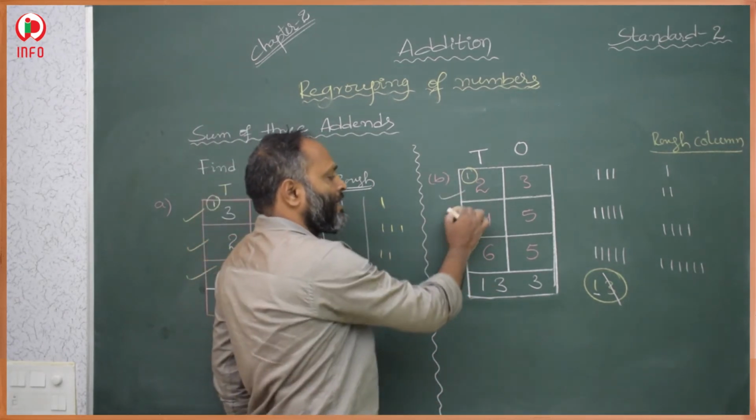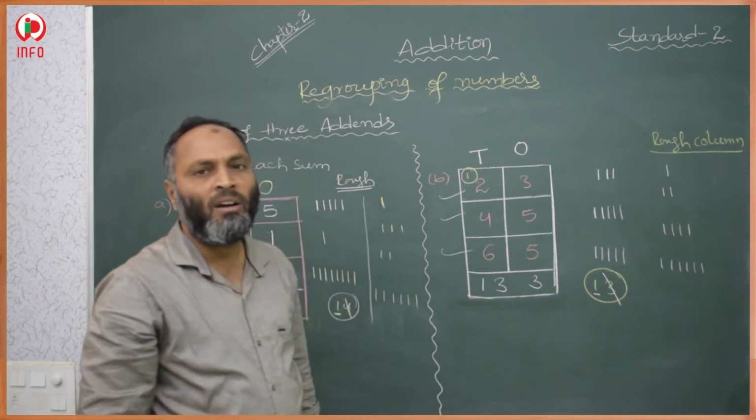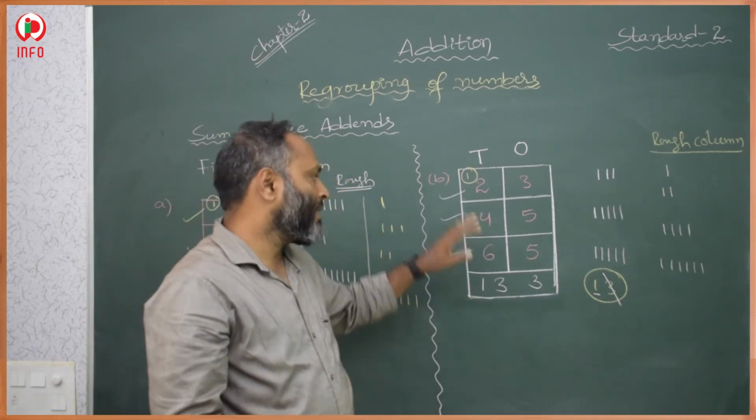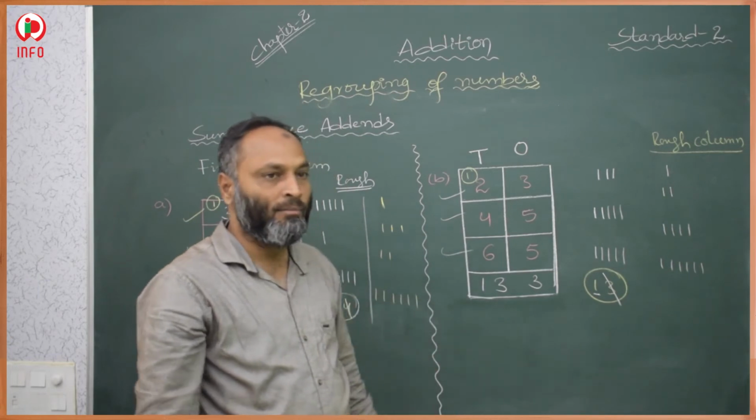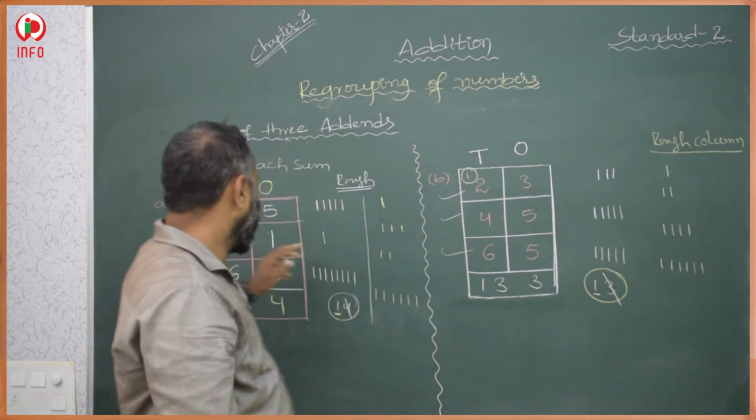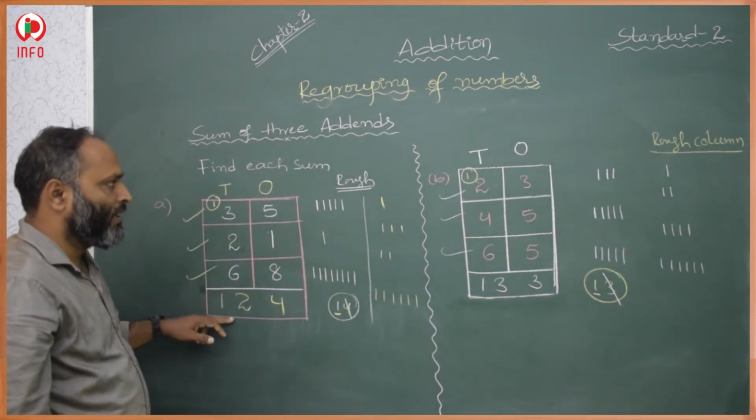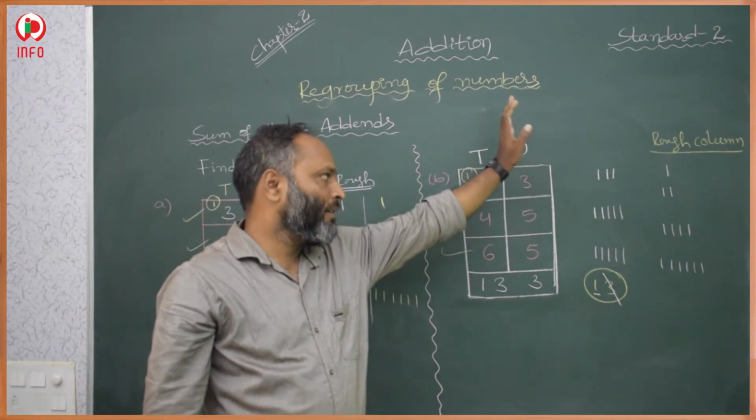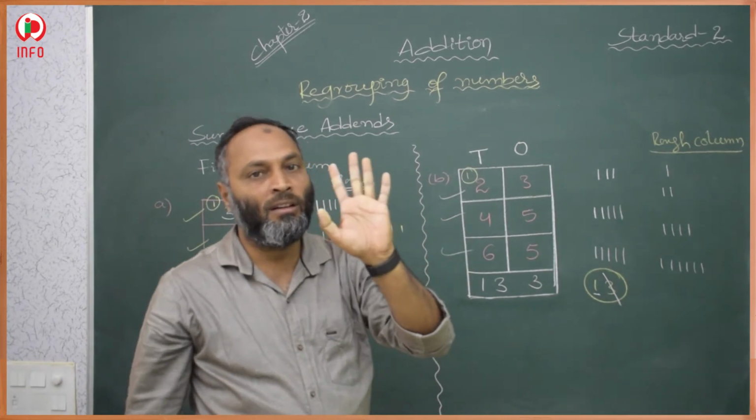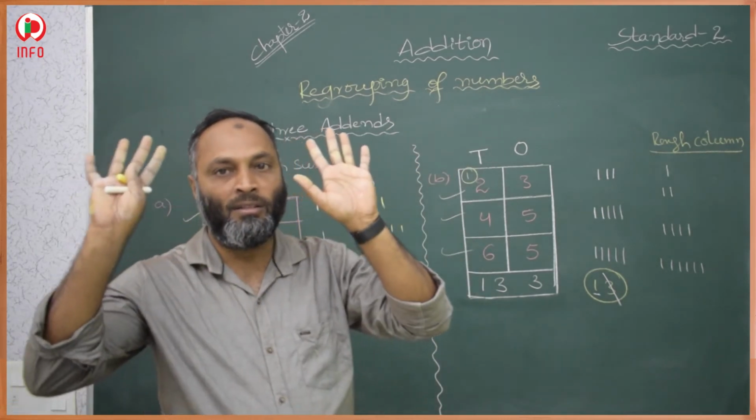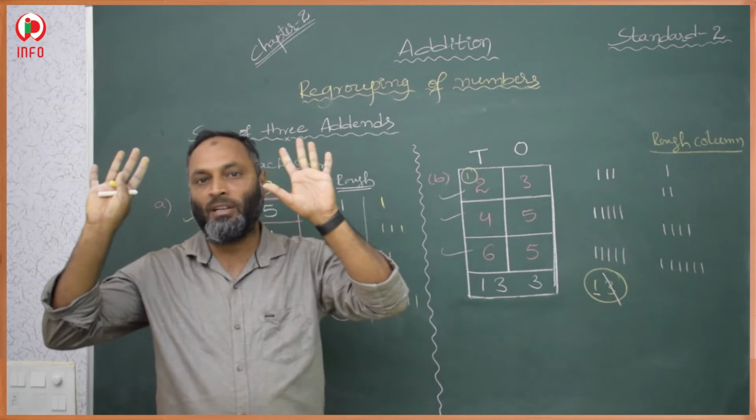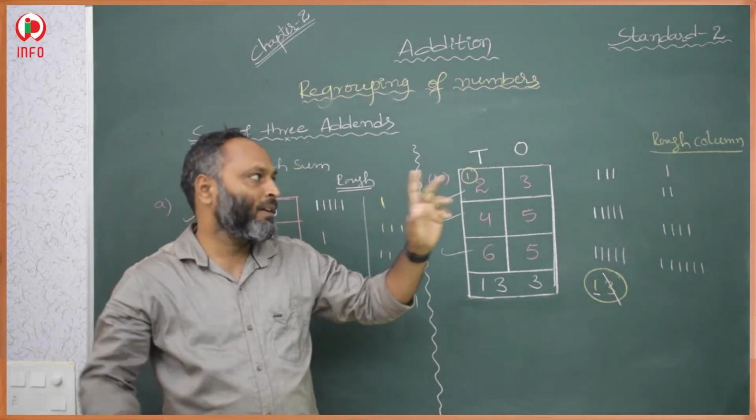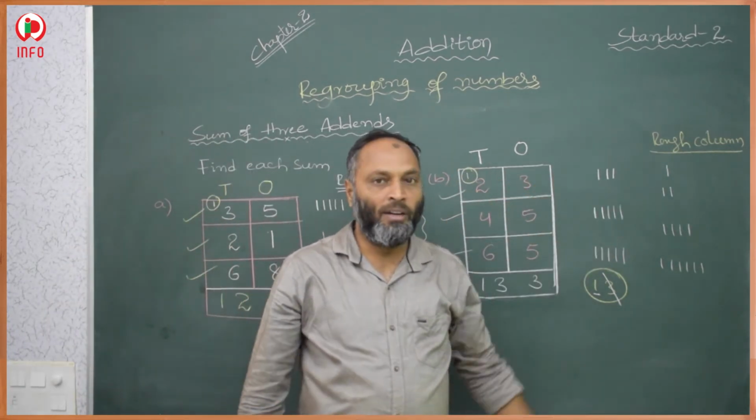When we add these, all these 3 are called addends. These are addends, and this is the sum. Addends, sum. Here also addends, and this is the sum. So whenever addition is there, use your rough column and draw your lines, or otherwise count on your 10 fingers and add. Otherwise draw lines and count.